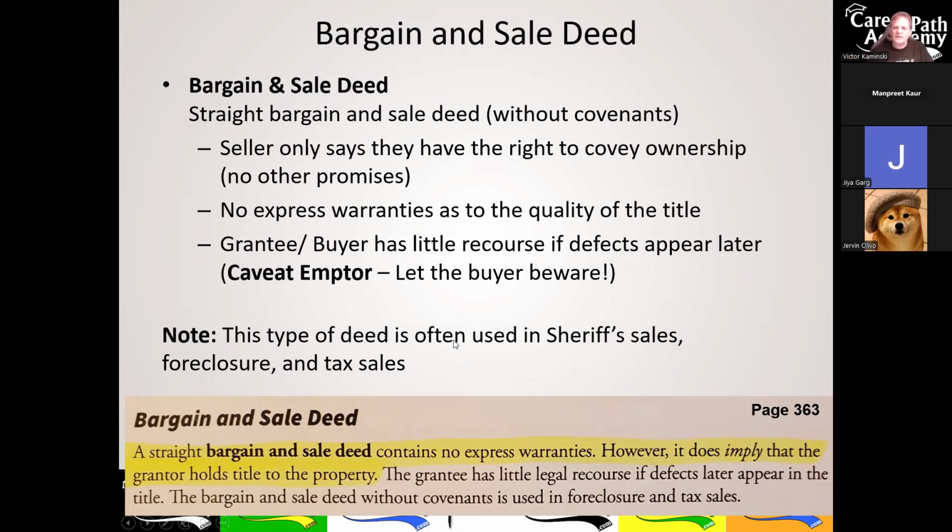So this type of deed is often used in sheriff sales, foreclosures, and tax sales. It contains no express warranties whatsoever. It only implies that the grantor, the seller, holds title to the property and has the legal right to sell it. That's it. No other promises other than we have the legal right to sell you the property.